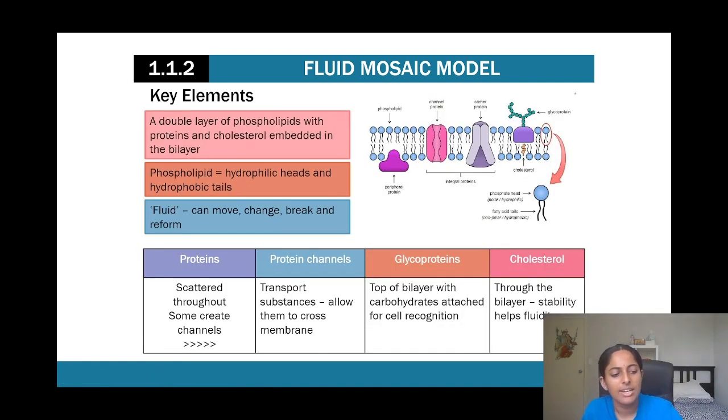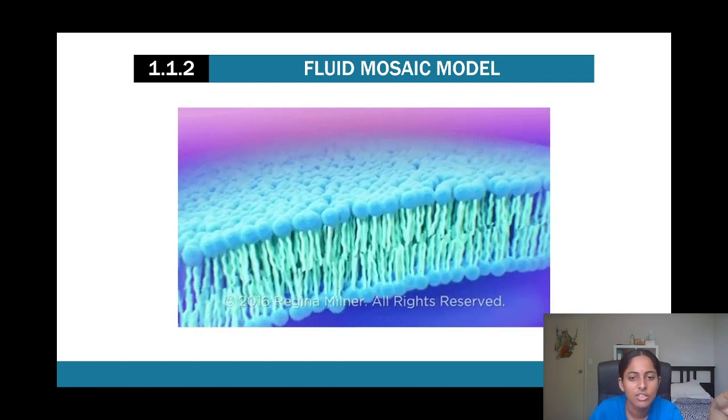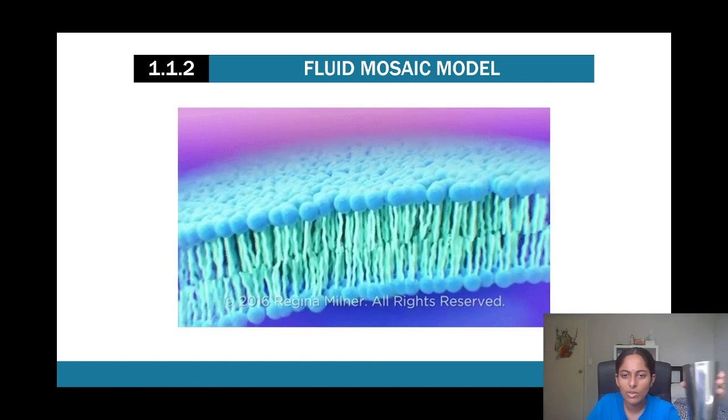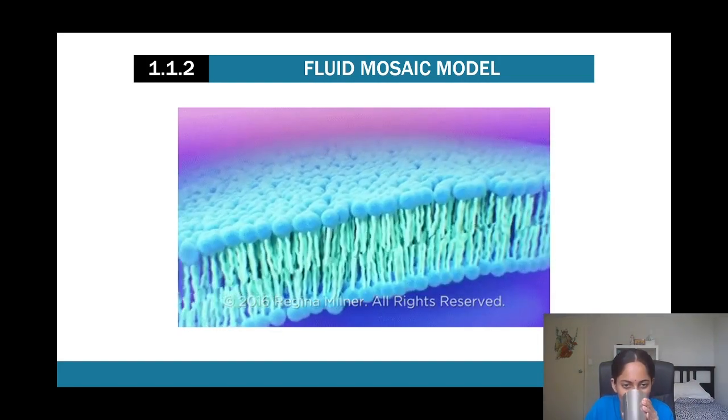The cell membrane has a name called the fluid mosaic model. The reason why it's called the fluid mosaic model is because they proposed that this model of the cell membrane shows that the cell membrane can move and change shape without altering its function. So really, this is what it looks like at the end of the day.